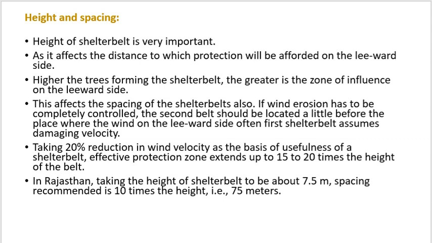Taking 20% reduction in wind velocity as the basis of the usefulness of a shelter belt, the effective protection zone extends up to 15 to 20 times the height of the belt. In Rajasthan, taking the height of the shelter belt to be about 7.5 meter, the spacing recommended is 10 times the height, that is 75 meters.